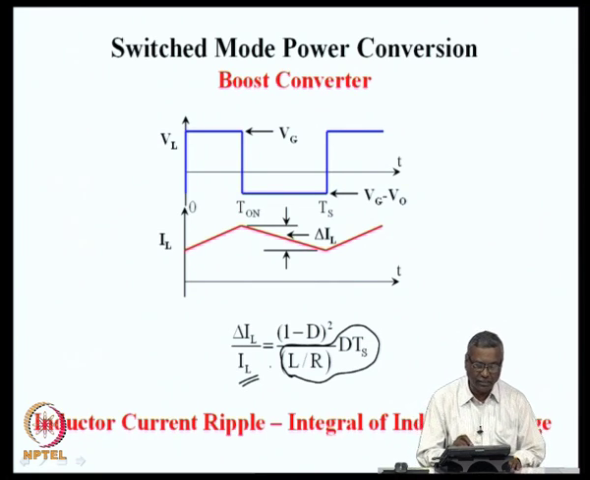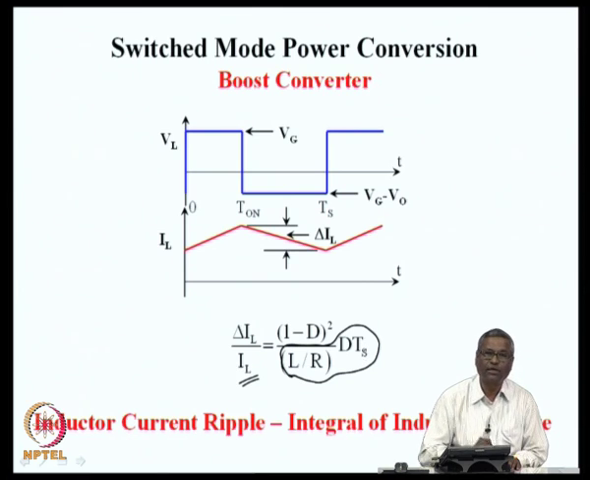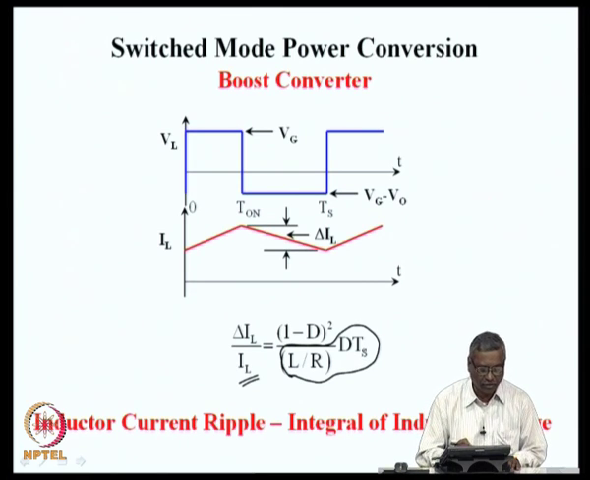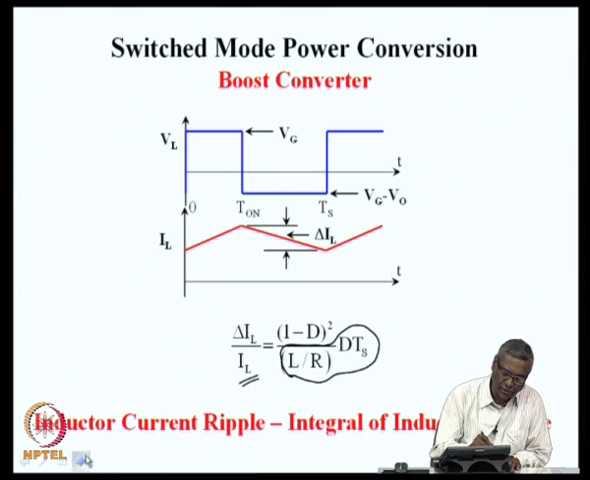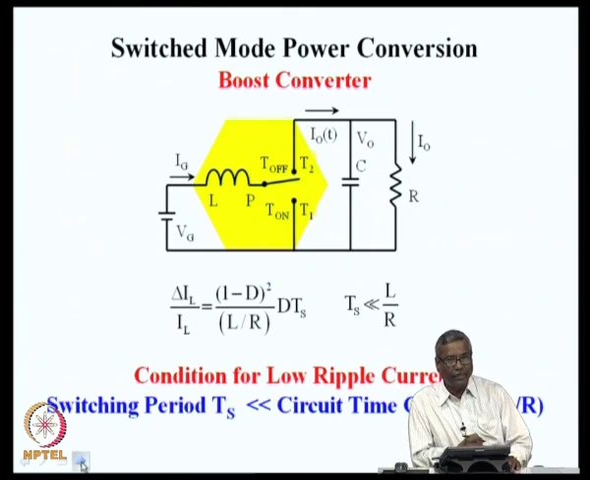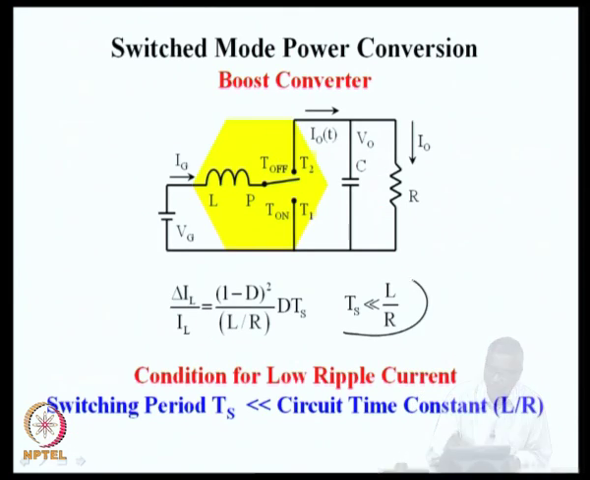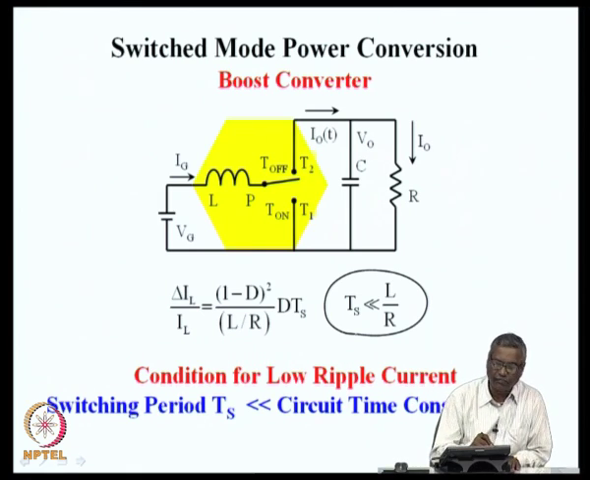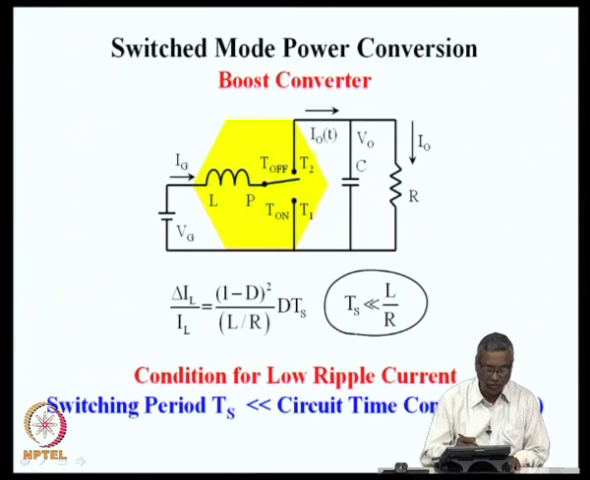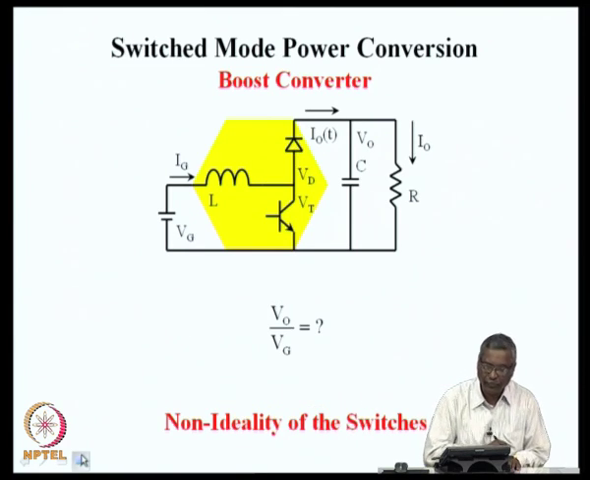So, this non-ideality of inductor current ripple can be reduced arbitrarily to any small level by selecting a switching period which is very small, or selecting a switching frequency which is very high. Okay. The condition for this low ripple current, as I had said before, is that the switching period has to be very small compared to the time constant of the inductor and the load, L by R. This will ensure that our converter is working close to ideal conditions.